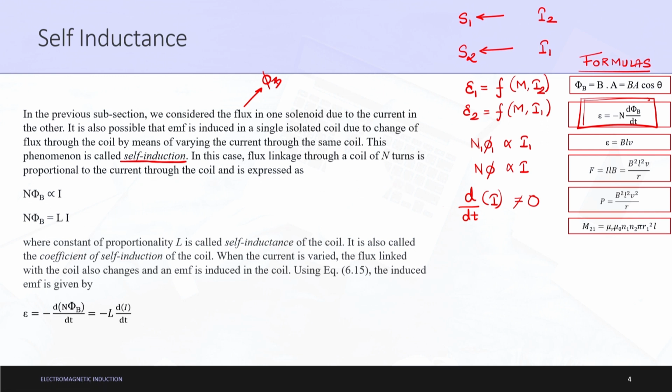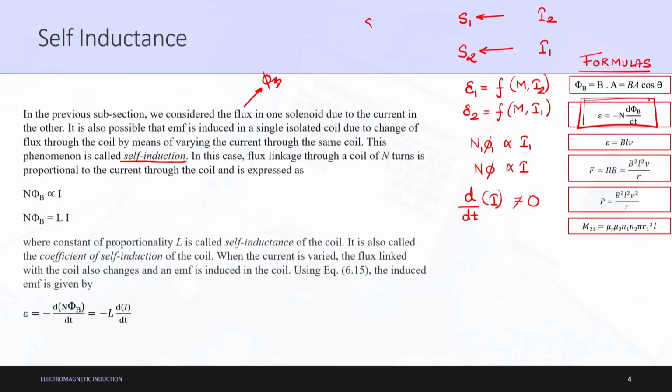Now, in this present lecture we had a little discussion on how the EMF is induced due to the time rate of change of current passing through a neighboring coil, and it was a function of mutual inductance and the current passing through that coil. So, either epsilon 1 is a function of M and I 2, or epsilon 2 is a function of M and I 1. Why is the value of M constant? Because we already discussed that M 1 2 is equal to M 2 1.